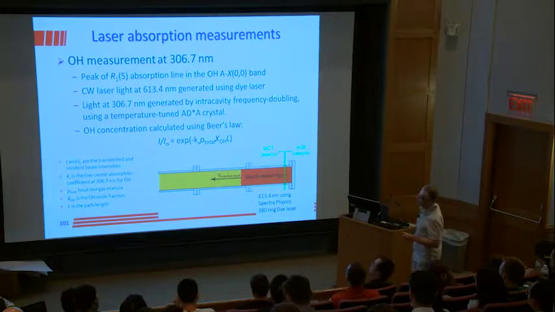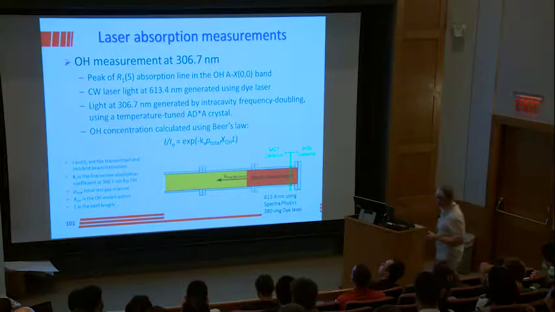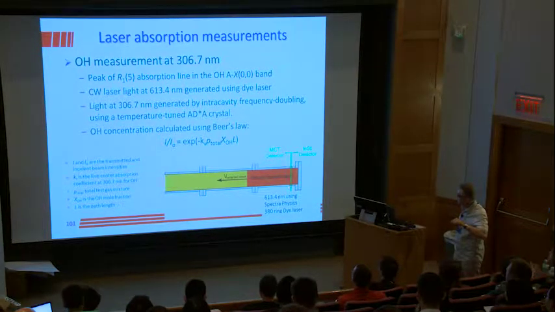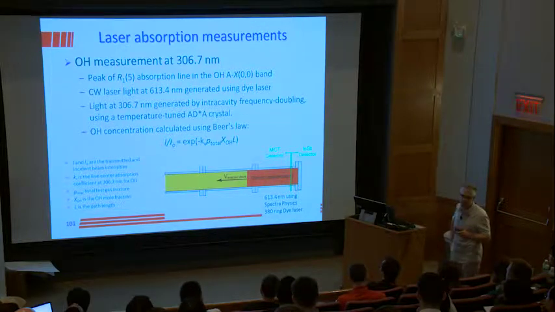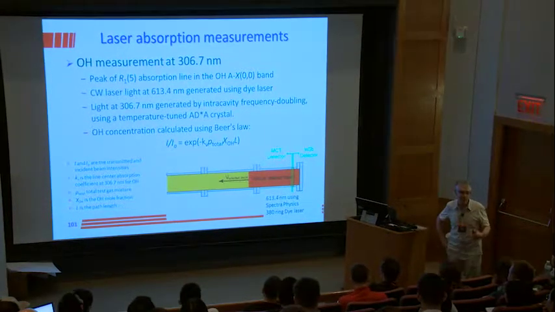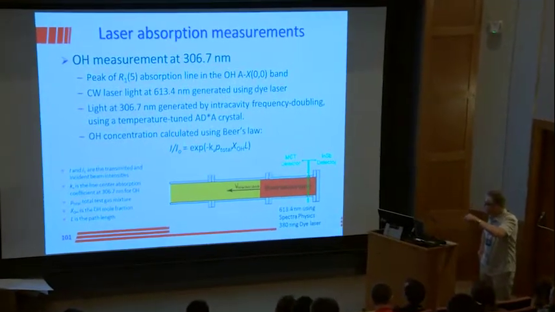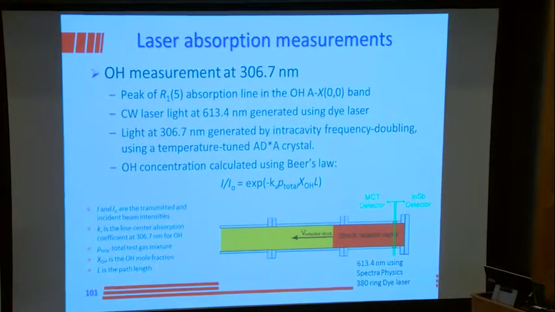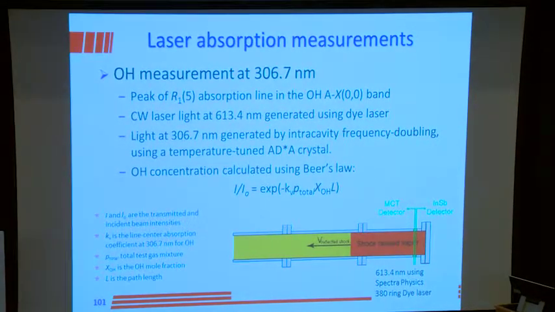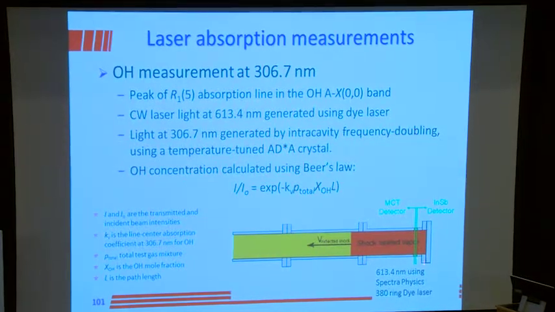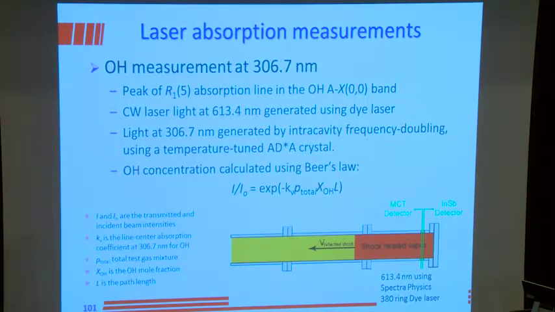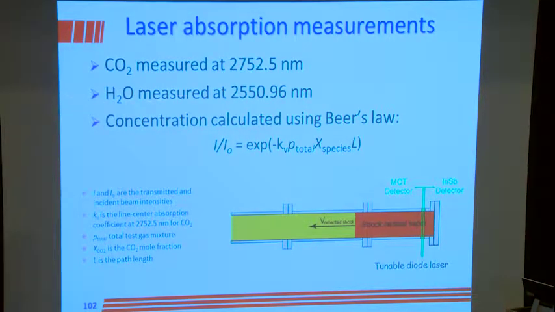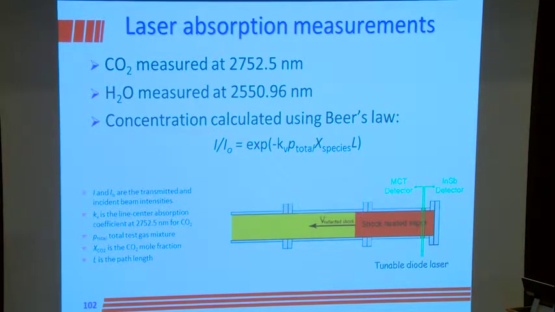Okay? So OH can be measured at 306.7 nanometers. And basically what you do is you shine a laser through. The absorption is proportional to the concentration of OH that's in the path here, and it's detected on the other side. And you can then measure the concentration of OH in this part of the shock tube. But not only can they do it for OH, but they can do it for many other species like CO2 and water and other species like ethylene.